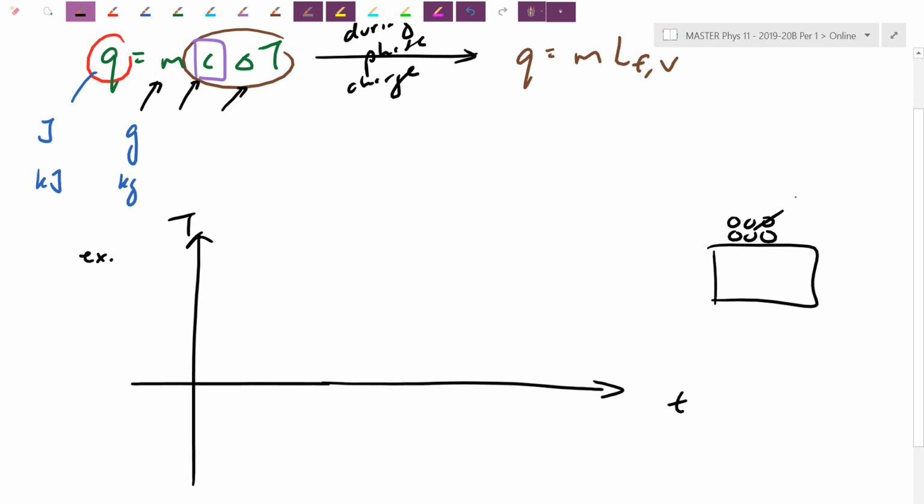Let's start off with 100 grams. That's my block, 100 grams. This one here, let's make it negative 10 degrees Celsius. And right now I'm going to tell you that's ice. The experiment is to crank up the hot plate and let the heat get transferred in there.